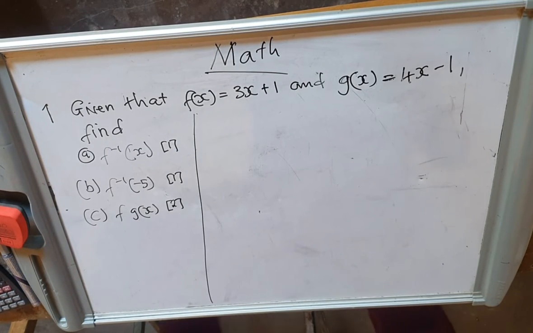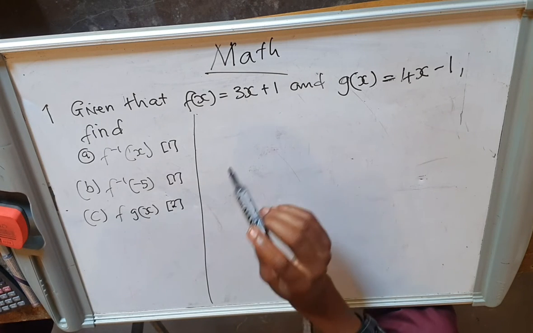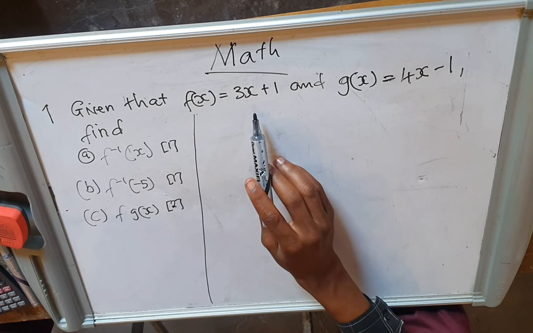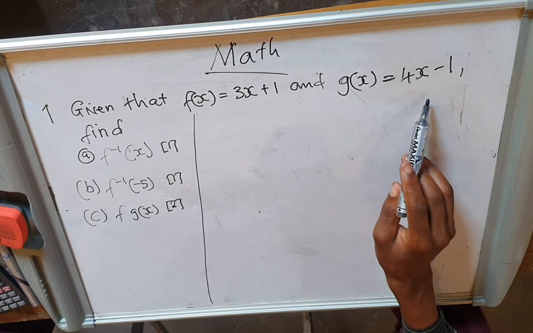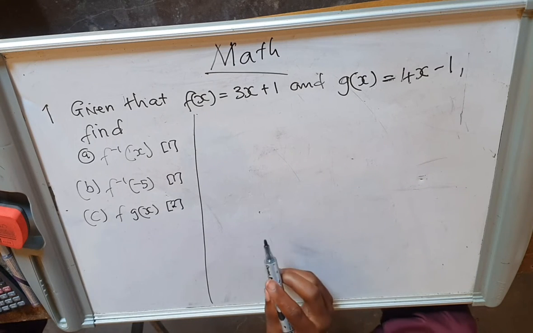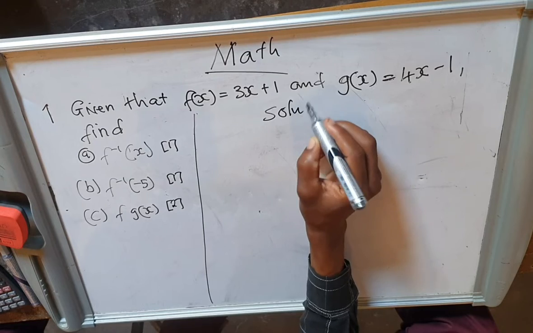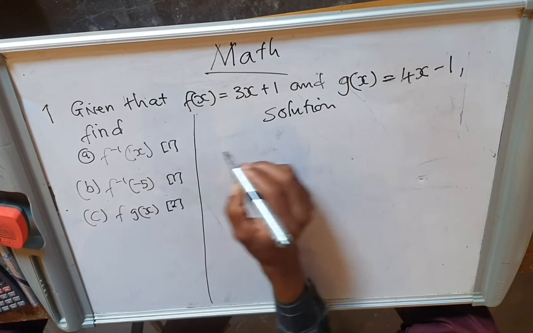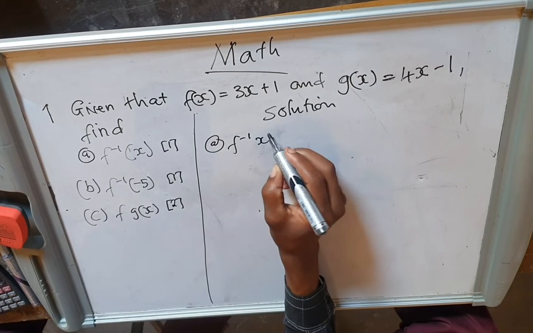In this video, let us solve this question from mathematics paper 1, specifically under functions. The question reads: given that f of x is equal to 3x plus 1 and g of x is equal to 4x minus 1, find the f inverse of x. So here we have solutions. Here we're writing solutions from this side. We want to find the f inverse of x.